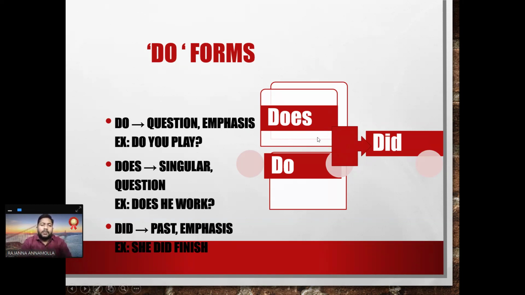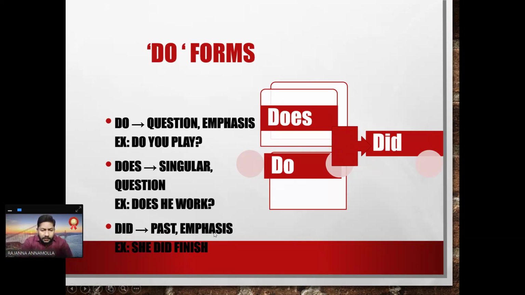Almost all the helping verbs are used in interrogative sentences. Most interrogative sentences begin with helping verbs only. If any sentence begins with these helping verbs, we have to understand that it is an interrogative sentence, a question. So do is for question and emphasis. Example: do you play? This is a question, an interrogative sentence. Does is singular: does he walk?